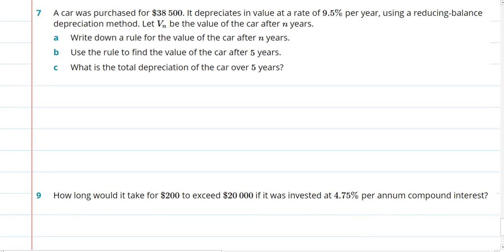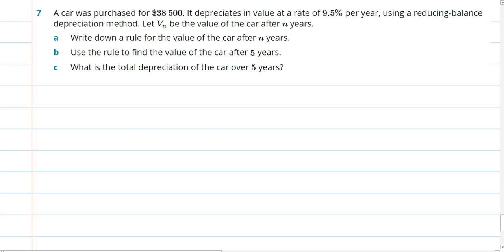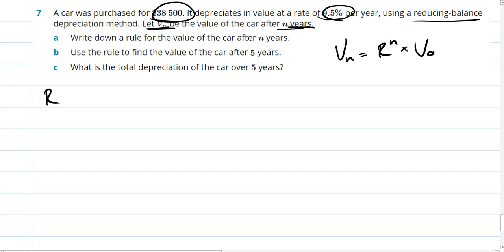Our second example here is about a car being purchased at a certain price and then being depreciated using the reducing balance depreciation method. At first the car is purchased for $38,500 and depreciates in value at 9.5% per year, reducing balance method. So that means we're using this multiplication sort of thing, and we're doing Vn, the value after n years. Same deal: Vn is equal to R to the power of n times V0. In this case, because it's reducing, capital R is 1 minus little r over n over 100.